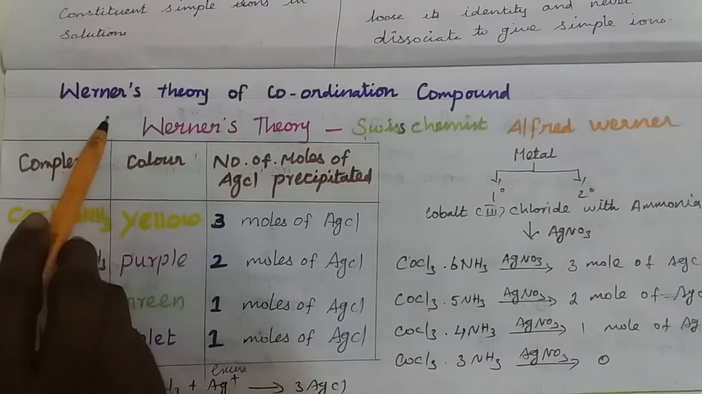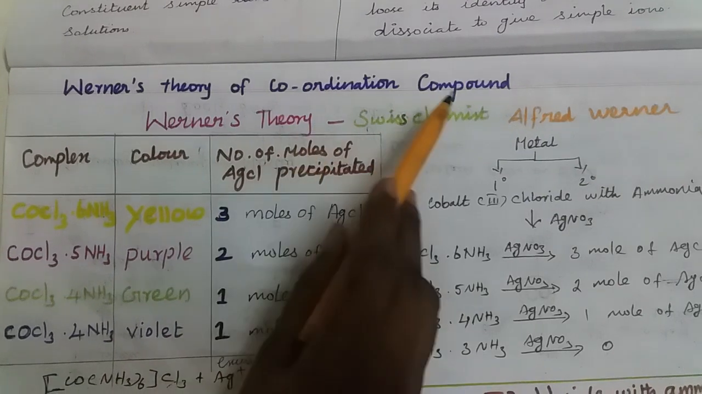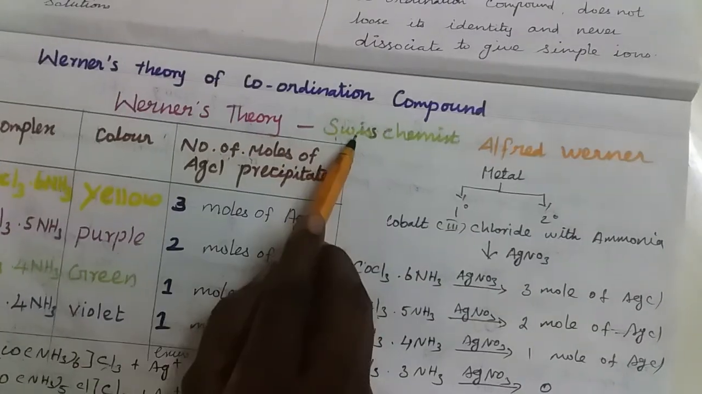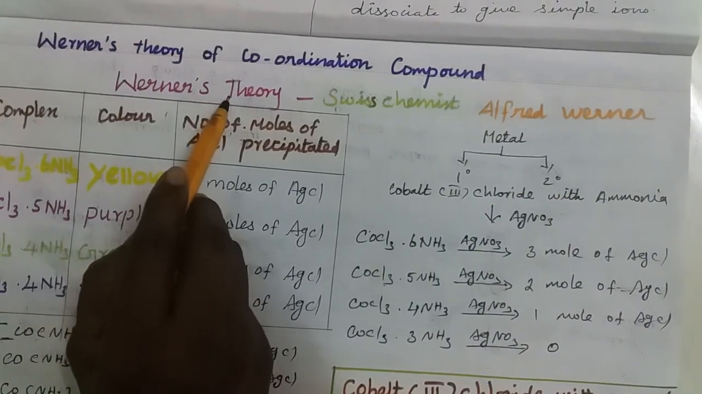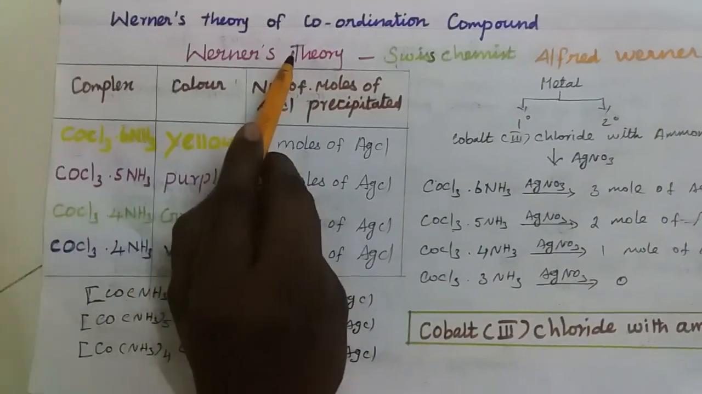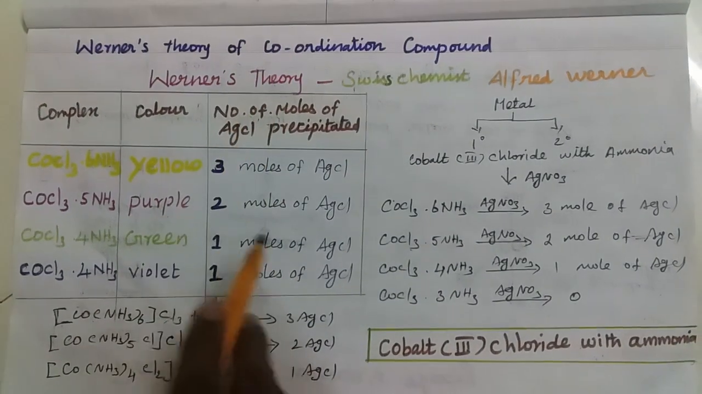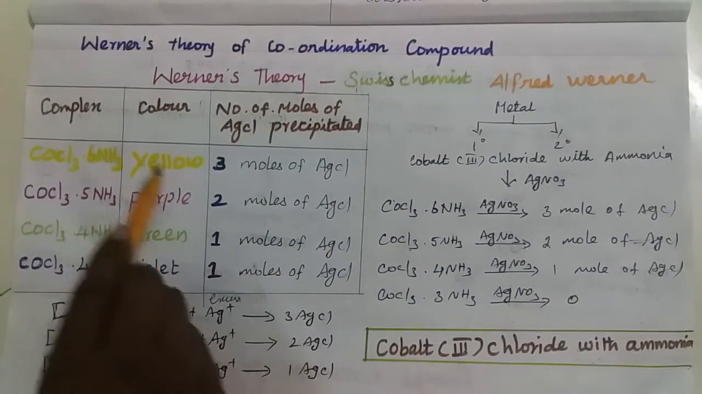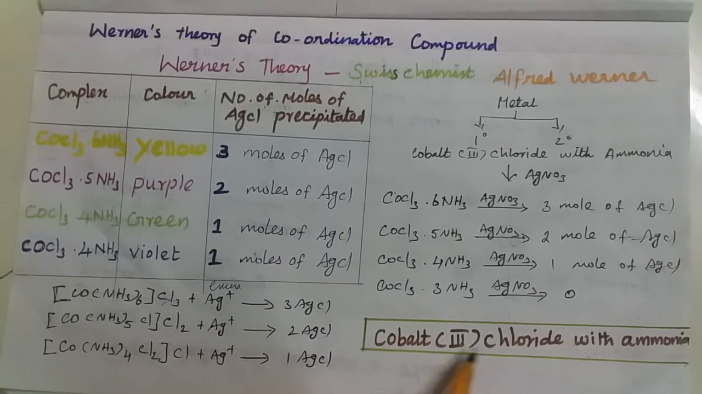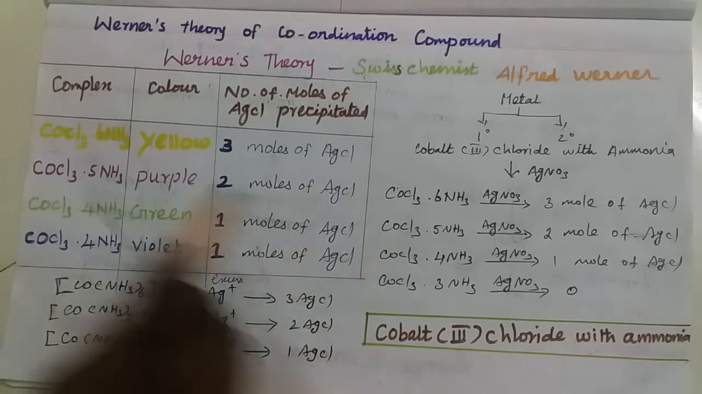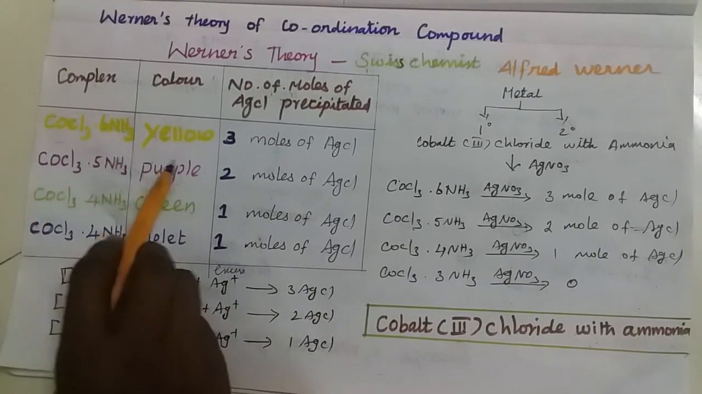Hi students, today we are going to discuss Werner's theory of coordination compounds. Swiss chemist Alfred Werner was the first one to propose a theory of coordination compounds to explain the observed behavior. Let us consider the different colored complexes of cobalt 3 with ammonia, which exhibit different properties and different colors.